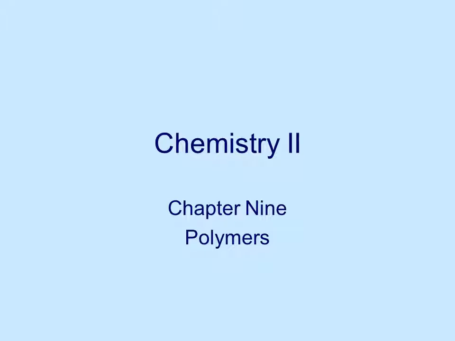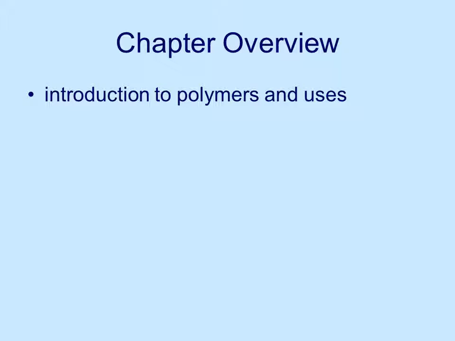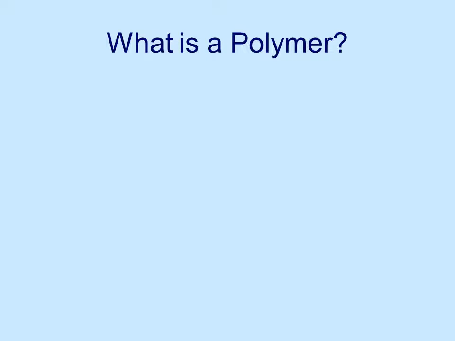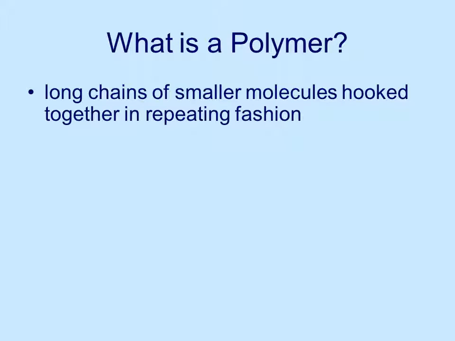Today we want to take up a very interesting segment of organic chemistry. It's dealing with polymers. We're going to look at what polymers are and some of the uses of polymers, look at polymer structure, some of the properties and reactions of polymers, and then we can see how valuable these compounds are. A polymer is a long chain of smaller molecules hooked together in a repeating fashion.